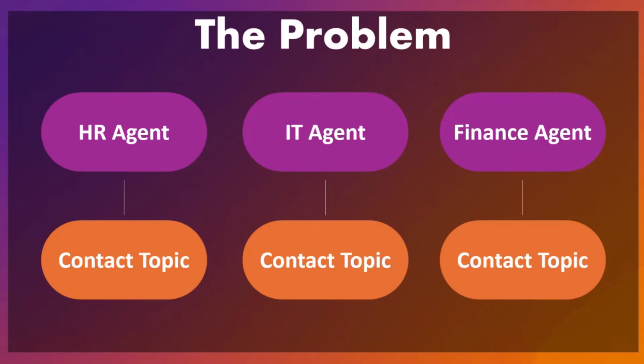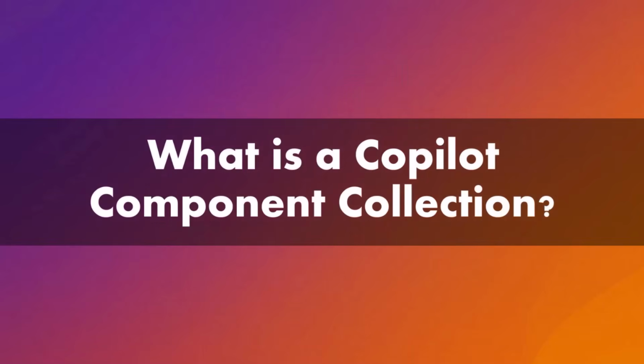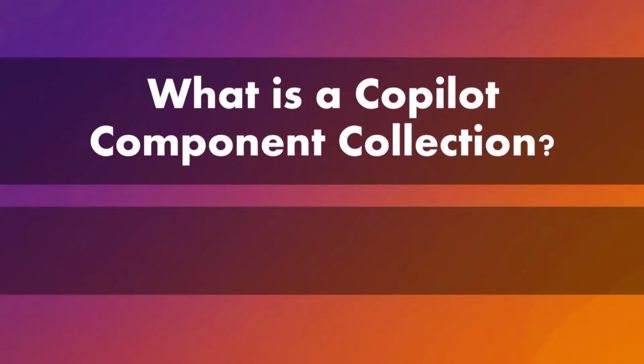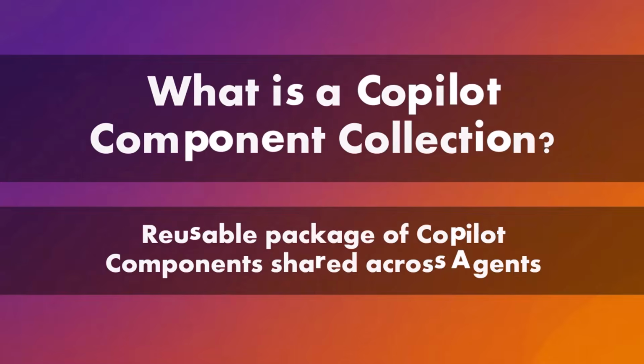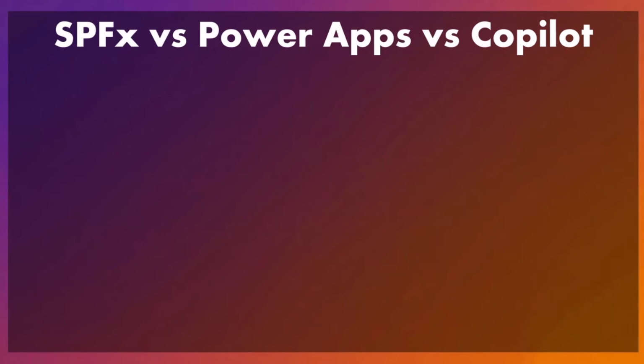Some may not know the acronyms yet, or they might be brand new. And so you want to provide consistency. So then a component collection within Copilot Studio can help that. But what is a component collection? Well, it is simply a reusable package of Copilot components shared across agents, but it's done a little bit differently, right? It's set up a little bit differently. So if you have worked with SharePoint Framework, SPFX, and built a library component, then you might be familiar with how that works, right? So let's take a look at some quick high-level comparisons.